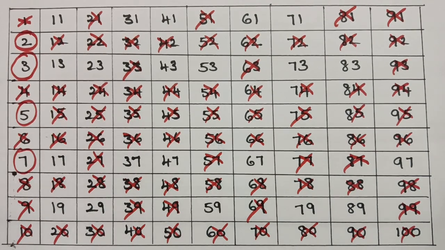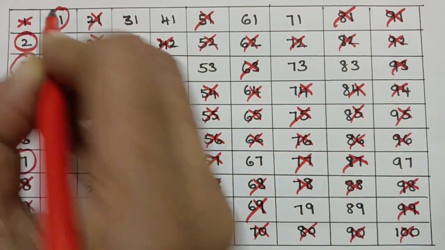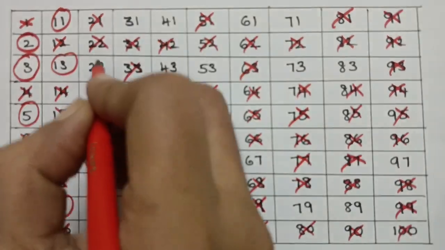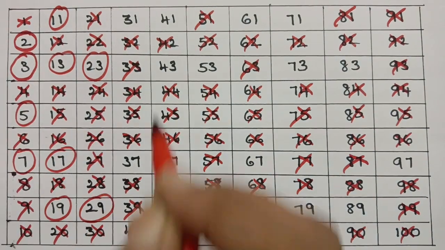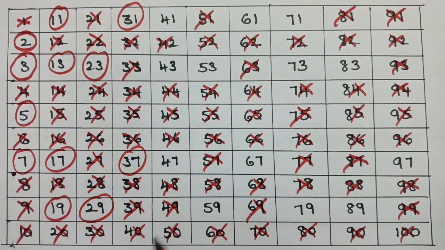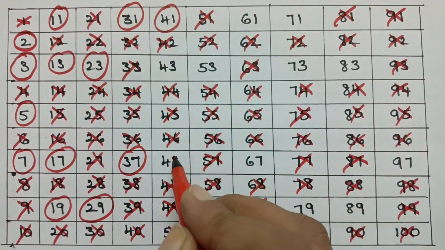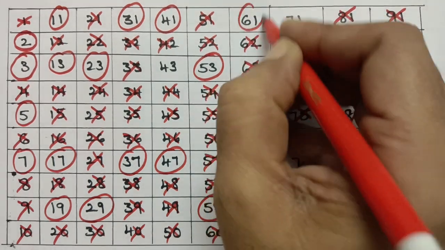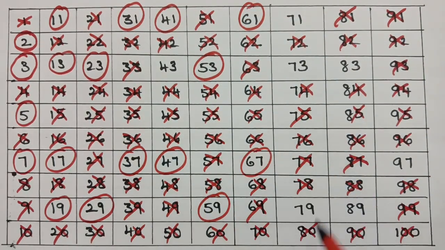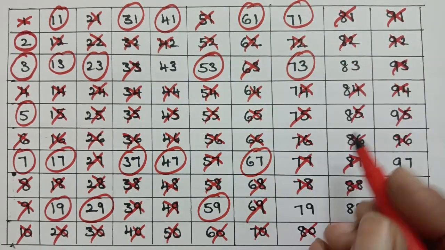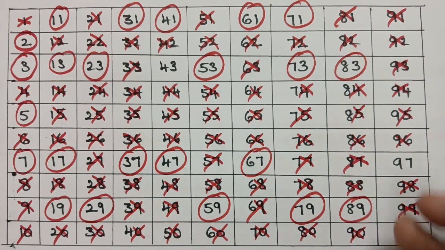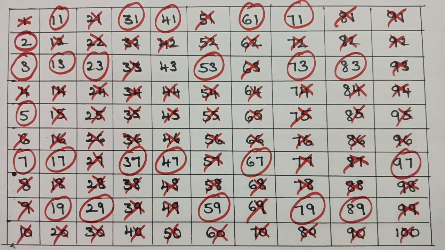And see here, what are the numbers left? This is 11, 13, 17 and 19. Here in this row, this is 23 and 29. Here this is 31 and 37. So here this is 41, 47. And here if you see, this is 53 and 59. So 61 and 67 are left over. And here 71, 73, 79. And 83 and 89 are left. And here this is 97.